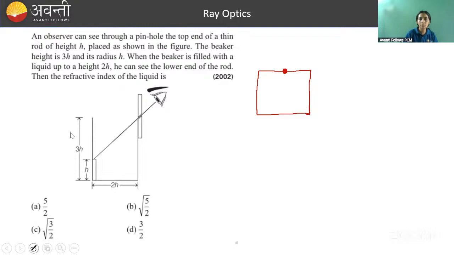Let's do it together. You must have thought a lot by now, so that will be helpful. So what is the question? We need to read it carefully. An observer can see through a pinhole the top end of a thin rod of height h. So there is a thin rod here of height h, and there is a hole here, a pinhole, a very small hole. Through this small hole, the person is able to see something. There is a rod of height h kept, and the observer is able to just see the top edge of the rod.